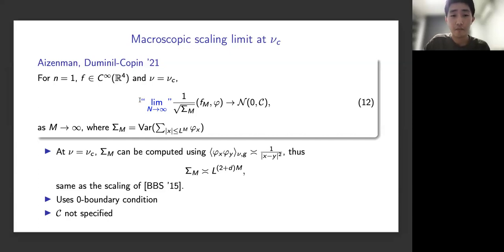And here I have put quotation marks on the limit where n goes to infinity. So they consider the limit where the size of the system diverges much faster than this number m, which is a parameter that indicates how you discretize the smooth function f. And under this limit, you see that it converges to Gaussian fields with covariance matrix C.